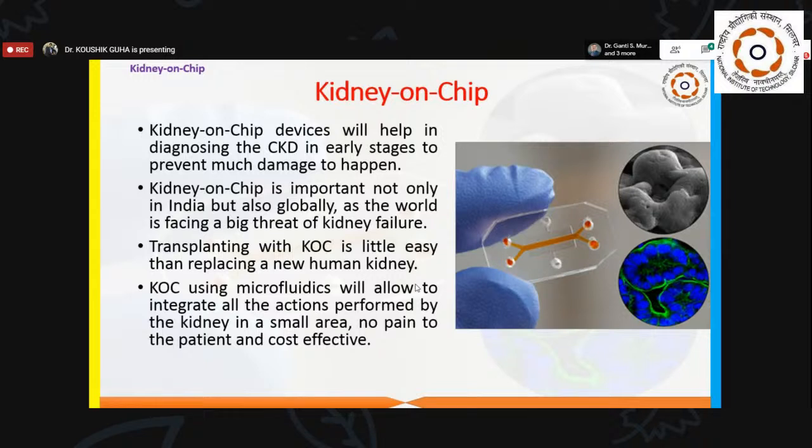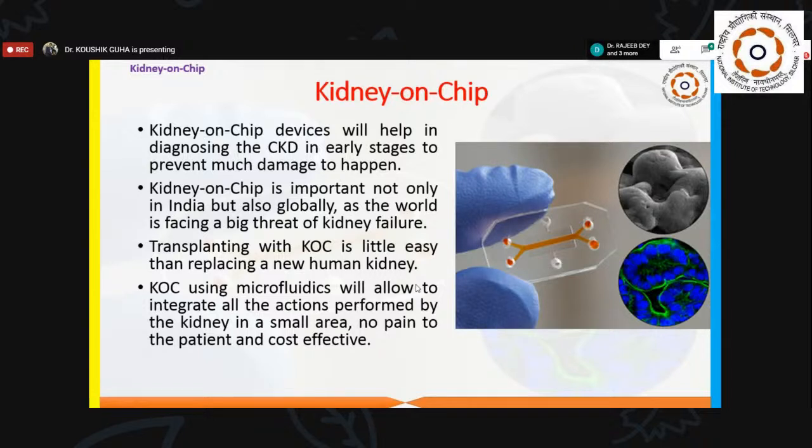Because a biological system is a very complex system, it cannot be fully predicted in an a priori manner. So in that sense, KOC may be a little easier, because it is in chip form. There is no need of the human kidney, because if you can generate this type of device and insert it into your body, and if it can mimic the whole kidney function, then it will be very, very easy.